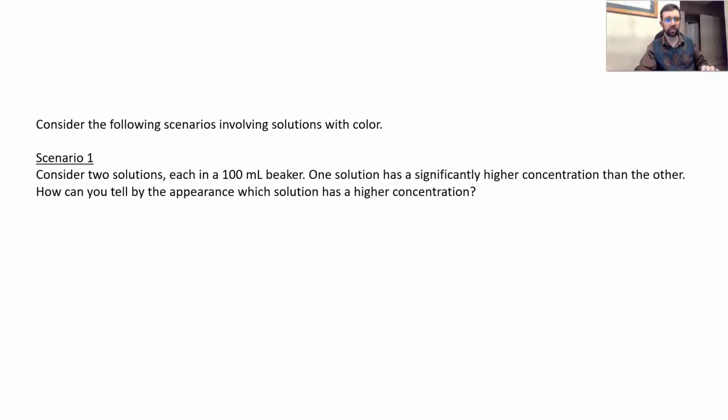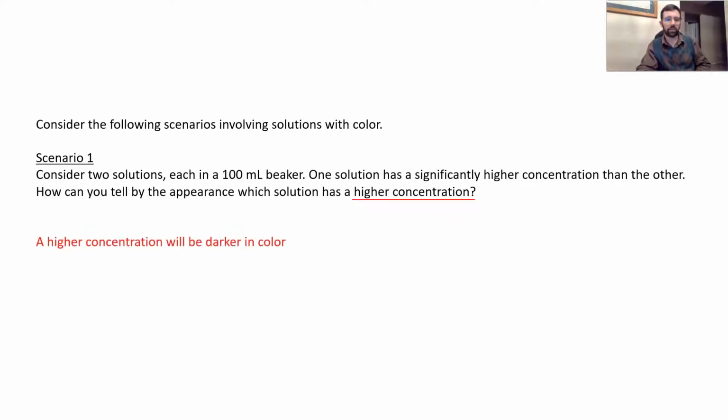So getting started. It says consider the following scenarios involving solutions with color. Scenario number 1. Consider two solutions, each in a 100 milliliter beaker. One solution has a significantly higher concentration than the other one. How can you tell by the appearance which solution has a higher concentration? So if we're talking about a colored solution, which one would have a higher concentration? How could you tell which one has a higher concentration?